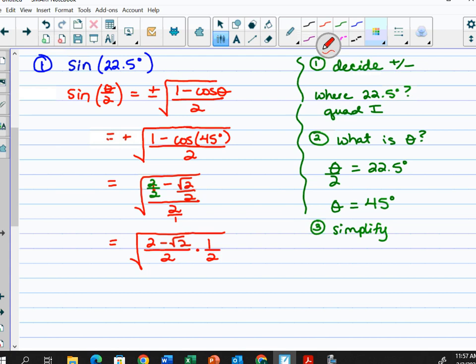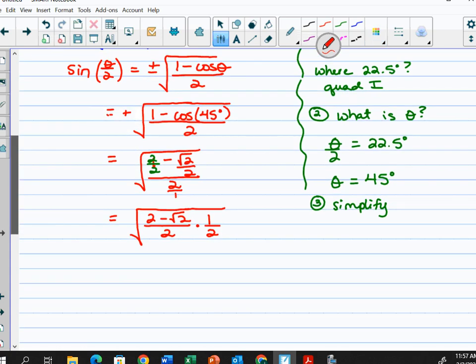So we're okay to here. We're just going to multiply. So your numerator is still 2 minus root 2. What is your denominator now? 4. Okay. What is the square root of 4? 2. So your answer is the square root of 2 minus root 2, all over 2.